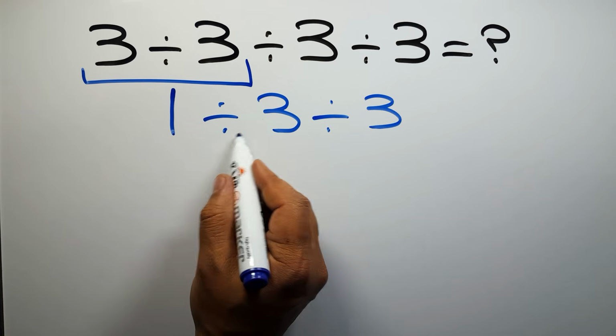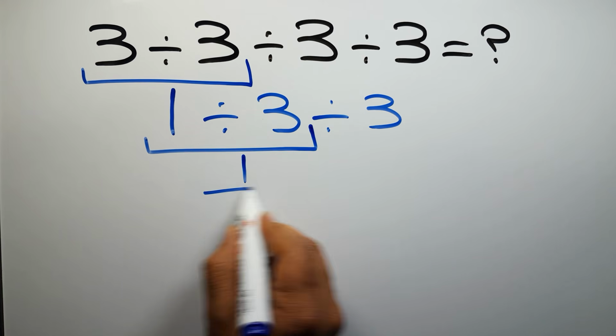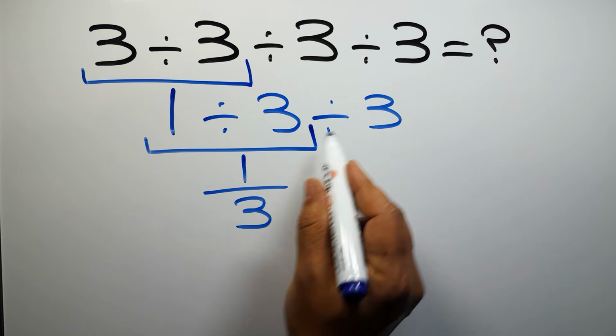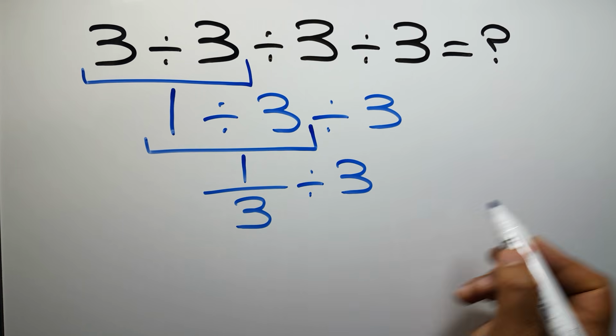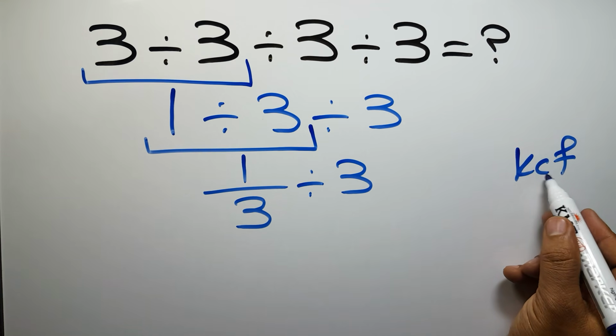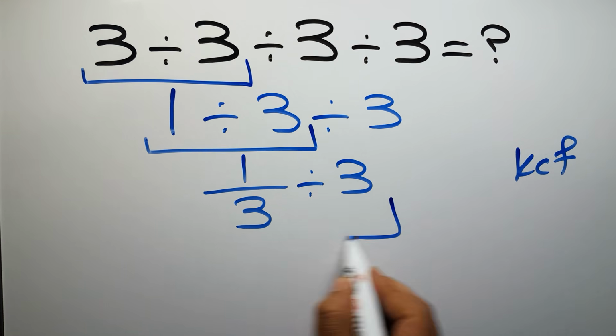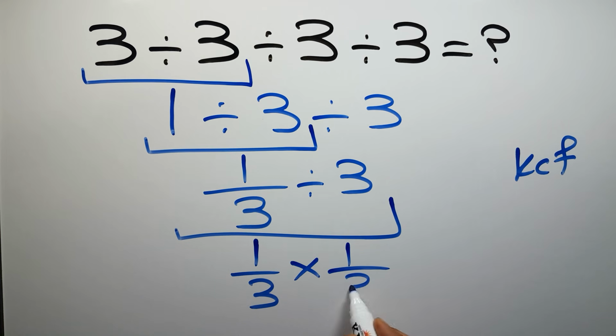Now we have to do this division. 1 divided by 3 can be written as 1 over 3. Then divided by 3. Now, according to the KCF rule, K stands for keep, C stands for change, and F stands for flip. We can write keep the first fraction, change division to multiplication, and flip the second fraction.